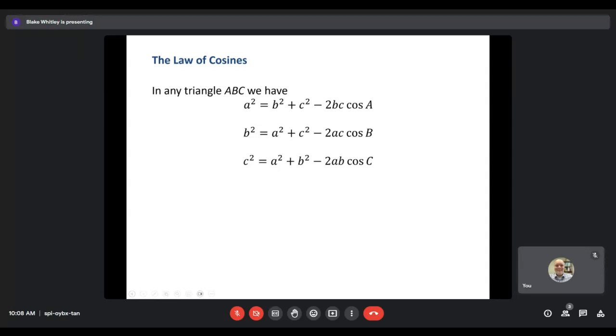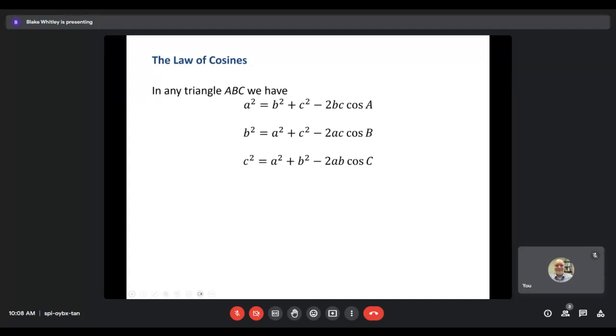And then the angle that goes inside the cosine should always be the angle across from the side that you started with. So in this case, we started with side A and we squared that. So we're going to put angle A inside of our cosine. And the same pattern follows with the other two. We start with b squared. That means we're doing the cosine of B. And then we have a squared plus c squared, which means we need a 2ac.